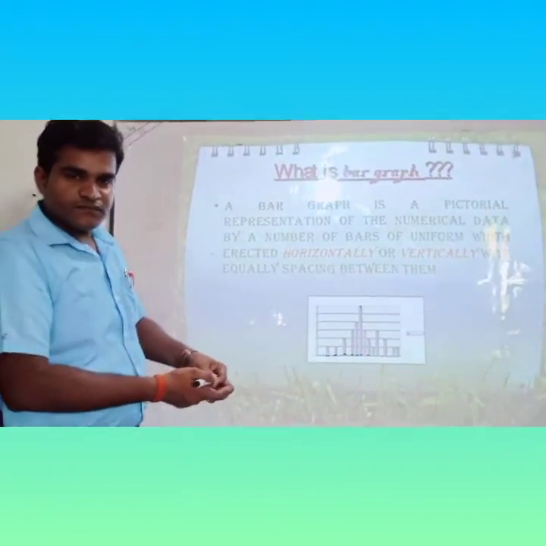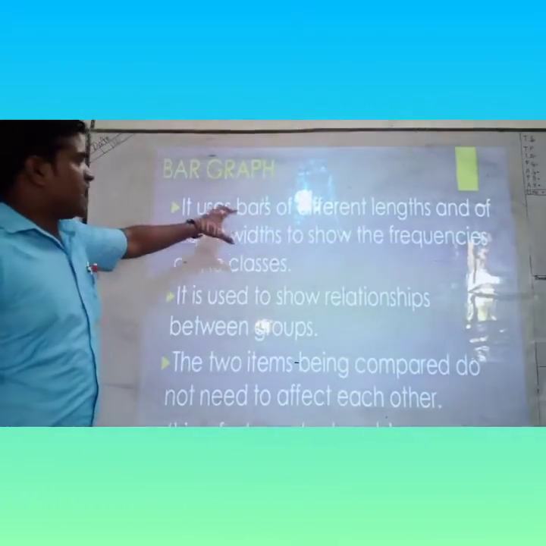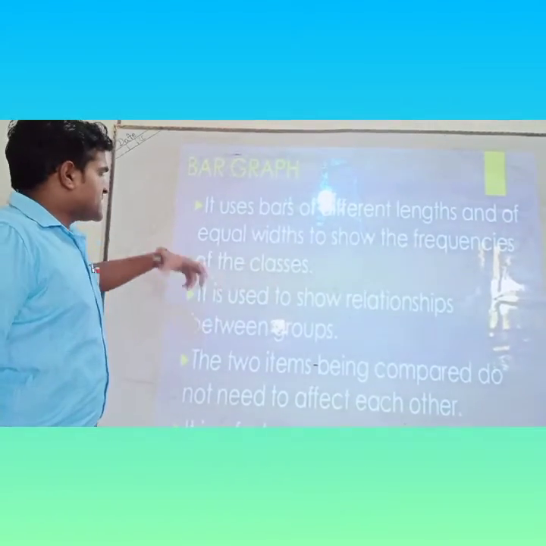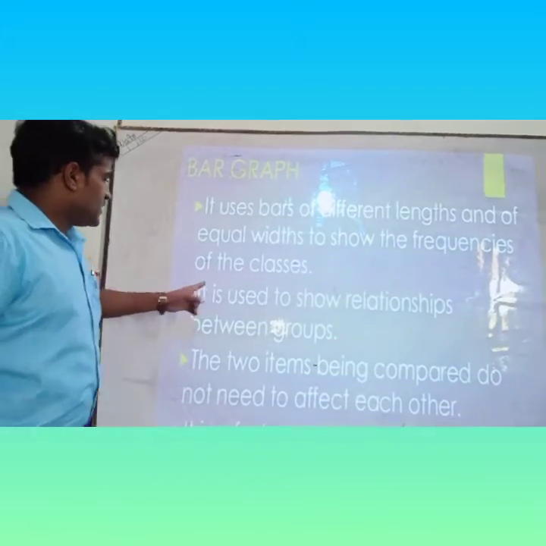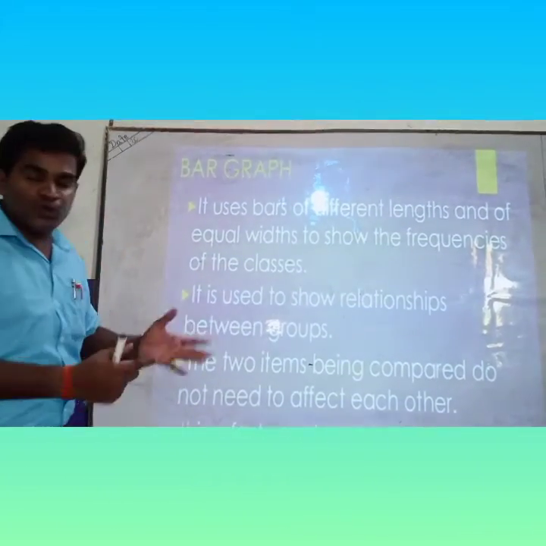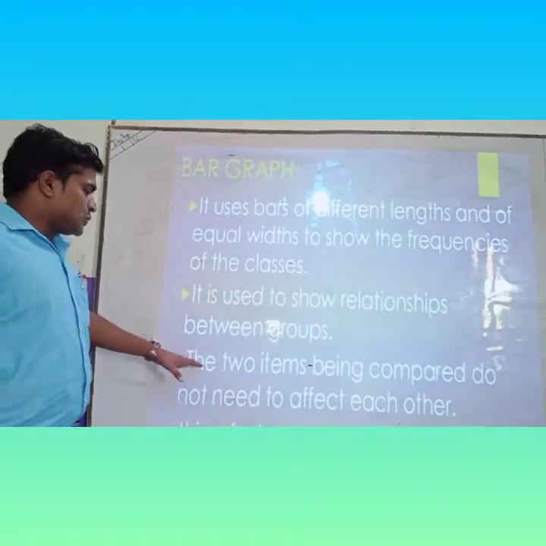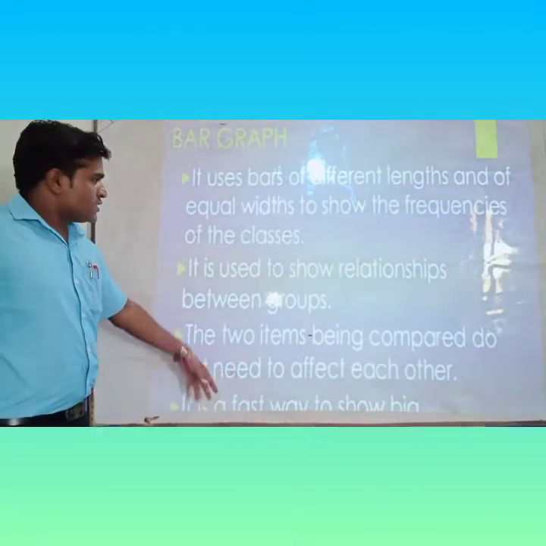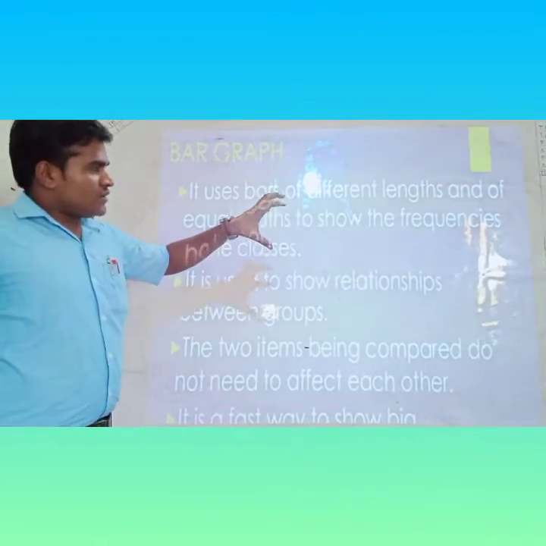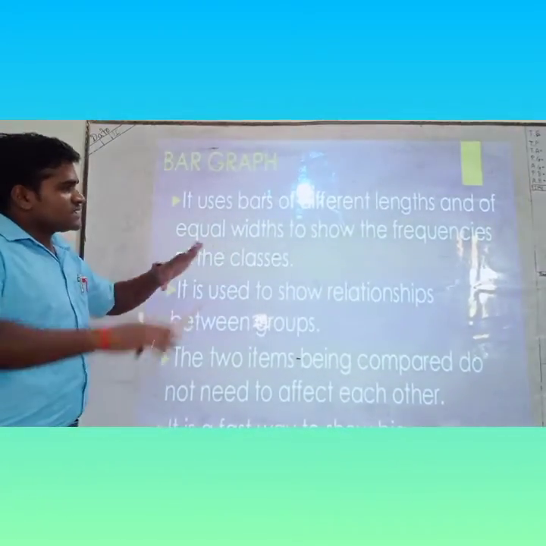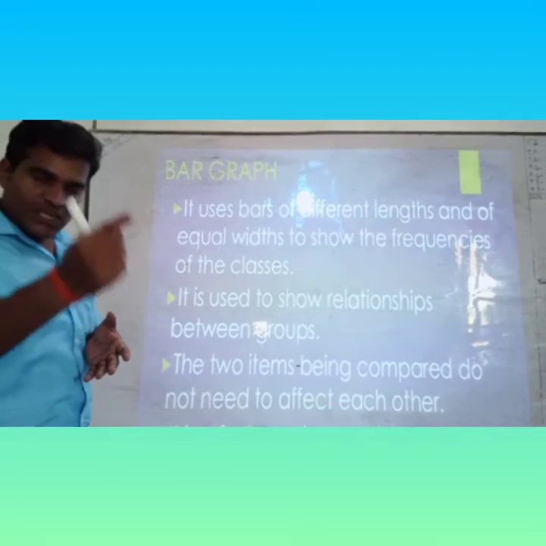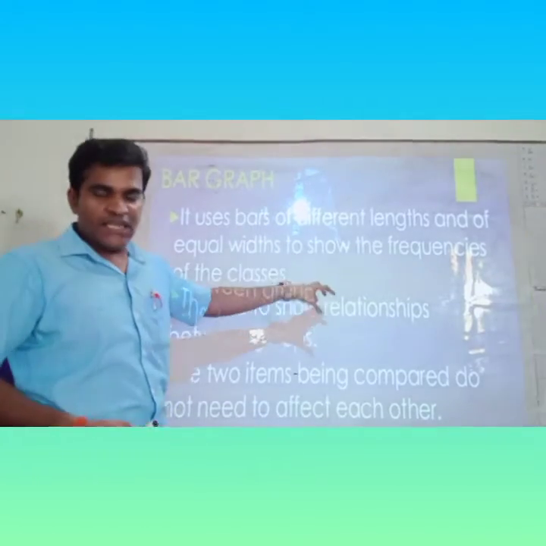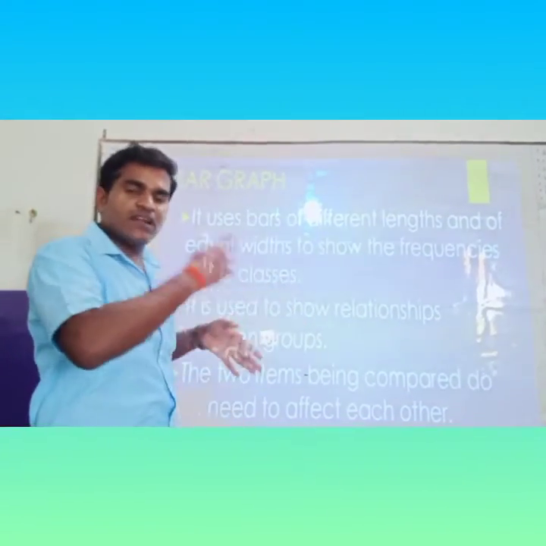Okay, children. A bar graph uses bars of different length and equal width, as I already told you, to show the frequencies of the classes. It is used to show the relationship between groups, between numbers, and the two items being compared do not need to affect each other. So generally we have to learn that a bar graph is a pictorial representation which represents numerical information in the form of rectangles with equal width and varying height.